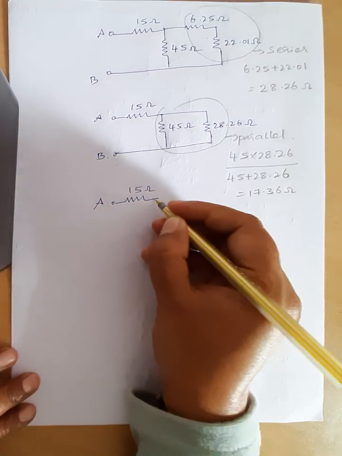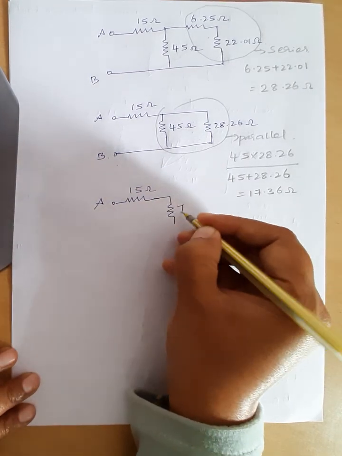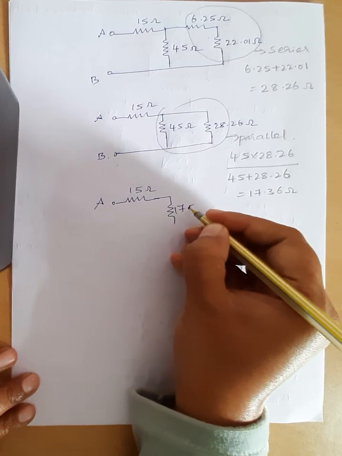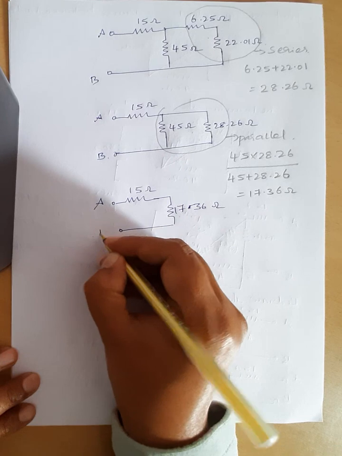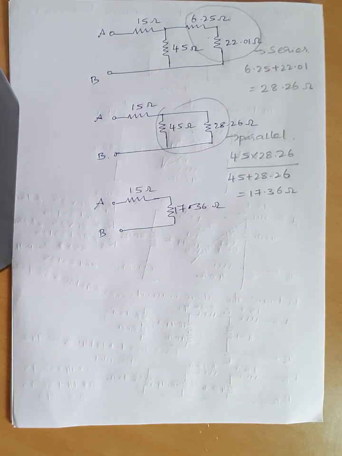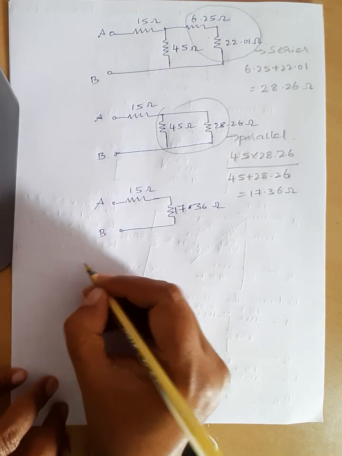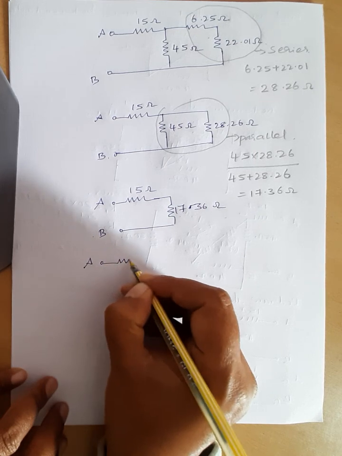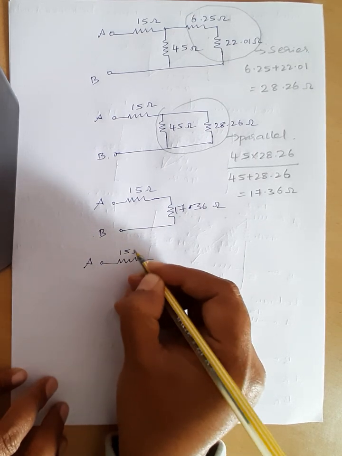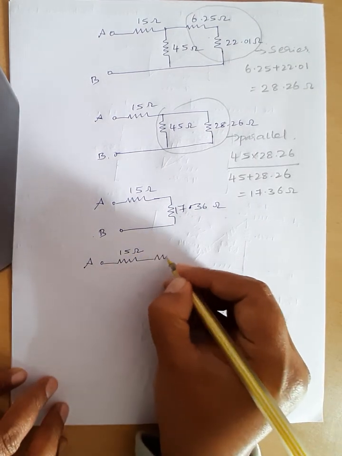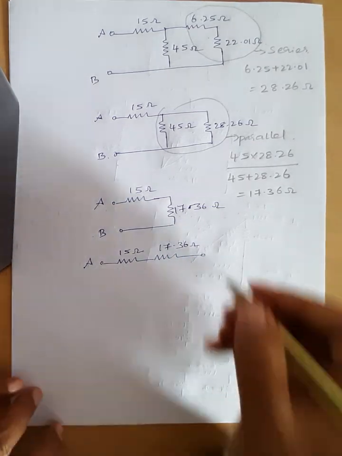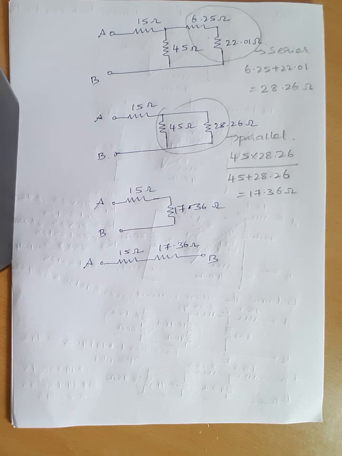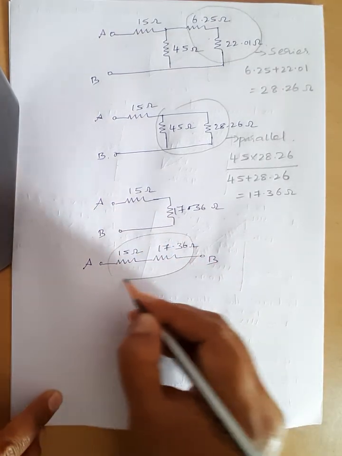15 ohm, 17.36 ohms across terminals A and B. So if you observe here, it is just like this: A, 15 ohms and 17.36 ohms, which makes a series connection. So both are in series now.